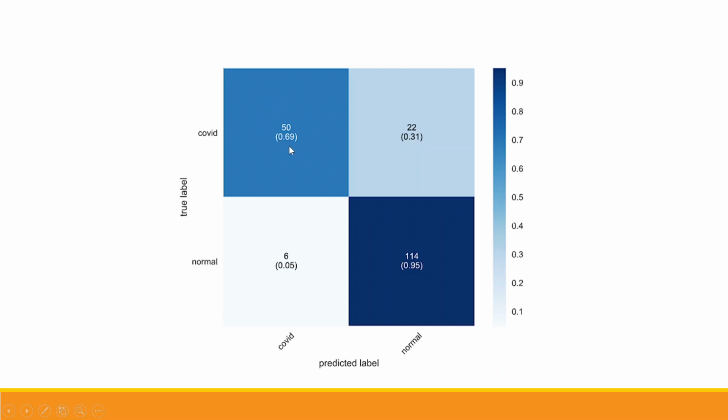50 are such cases in which the person was having COVID and the prediction done by the model is also correct. 114 are such cases in which the person was normal and the prediction done by the model is also correct that the person is normal. So 114 plus 50, 164 are such cases which are correctly classified. Let's talk about this one. The person is normal, but according to the model, the person is having COVID. 6 such cases are there. The person is having COVID, but according to the model, the person is normal. So 22 such cases are there. 22 plus 6, 28 cases are misclassified.